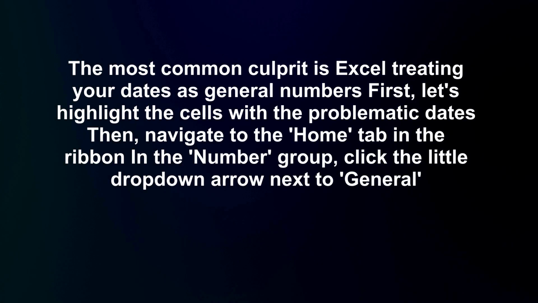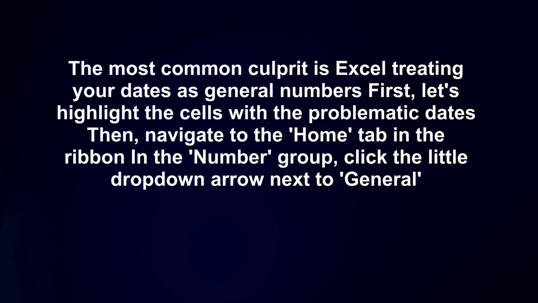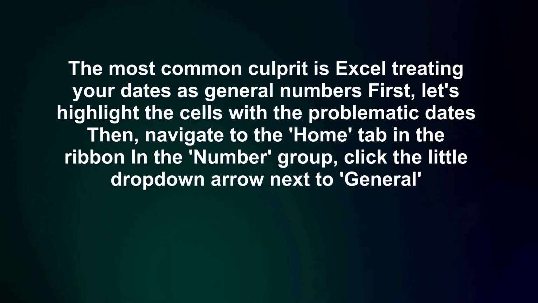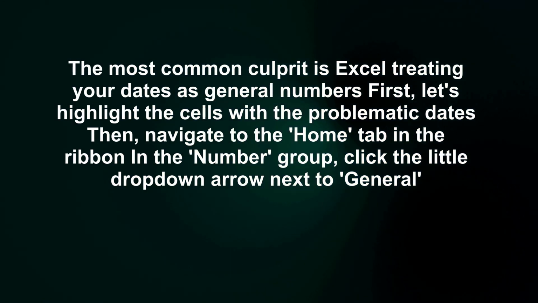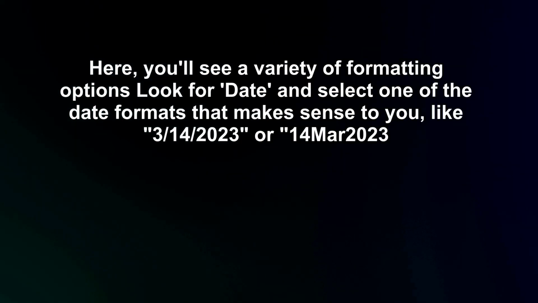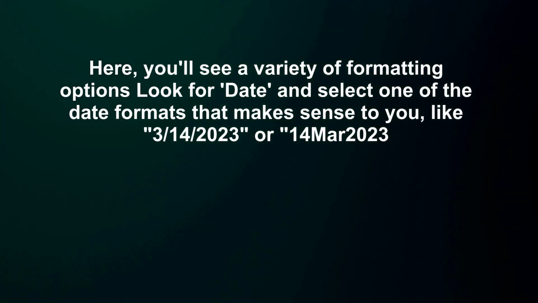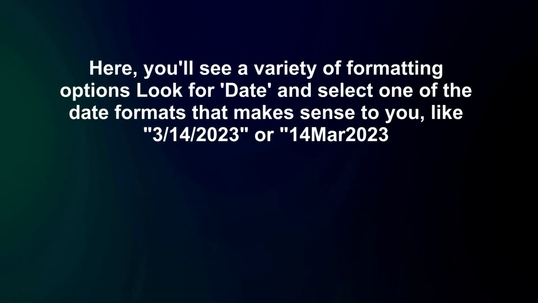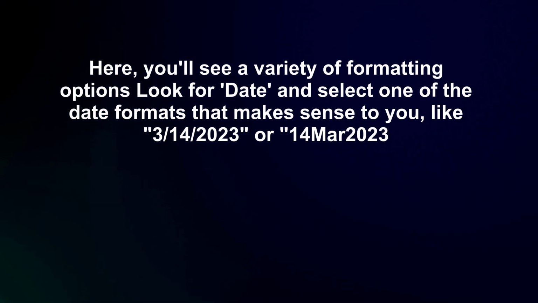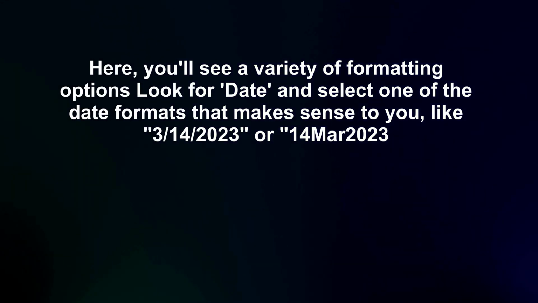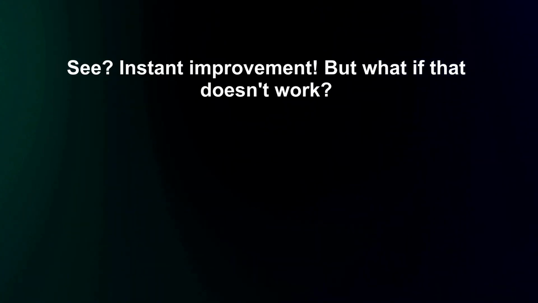Let's highlight the cells with the problematic dates then. Navigate to the Home tab in the ribbon, in the Number group. Click the little drop-down arrow next to General. Here, you'll see a variety of formatting options. Look for Date and select one of the date formats that makes sense to you, like March 14th, 2023 or 14 Mar 2023. See, instant improvement.